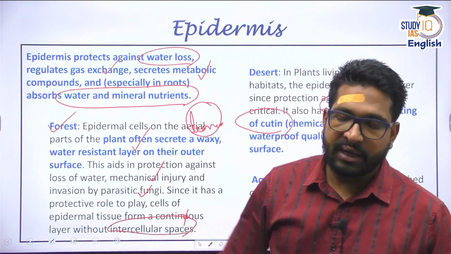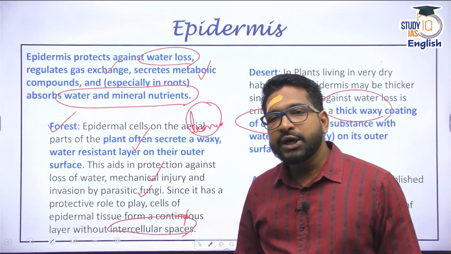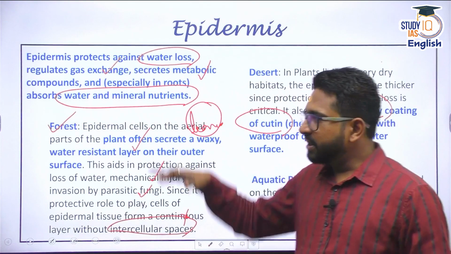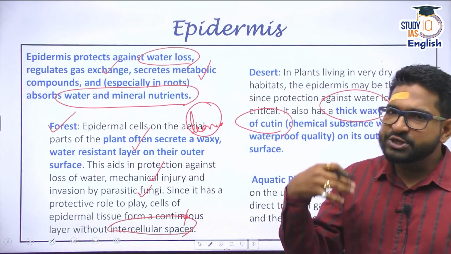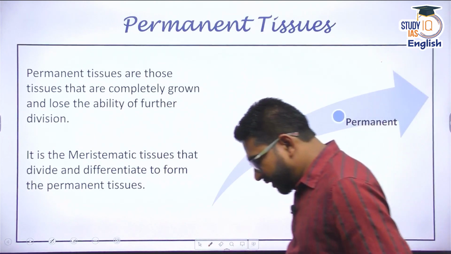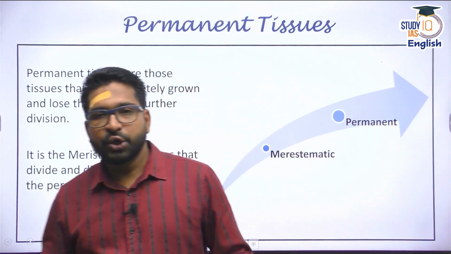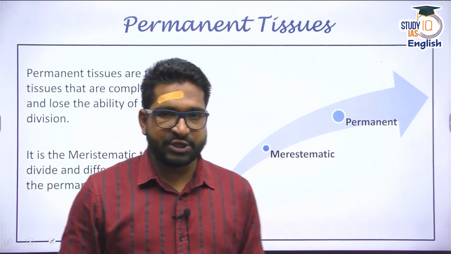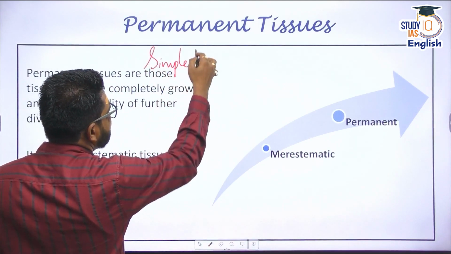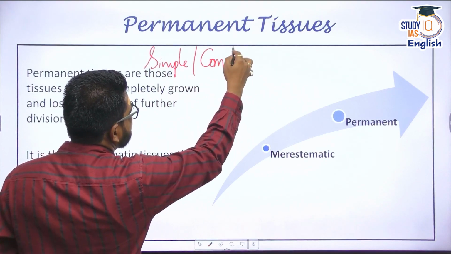All right. So this is about the meristematic tissue. Meristematic tissue, we discussed apical, intercalary, lateral, and we discussed about epidermis. Let's move on towards the permanent tissues. Now, I told you in permanent tissue, we find two kinds of categorization. Permanent tissue are of two types. One is simple permanent tissue, the other one is complex permanent tissue.